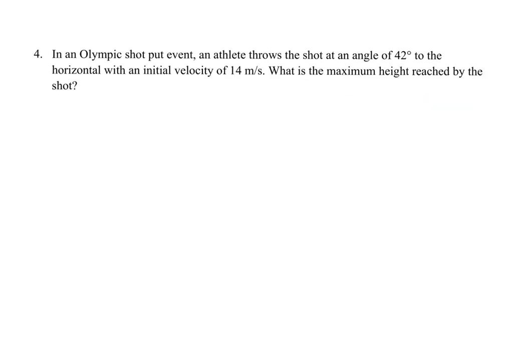In an Olympic shot put event, an athlete throws the shot at an angle of 42 degrees to the horizontal with an initial velocity of 14 meters per second. What's the maximum height reached by the shot?